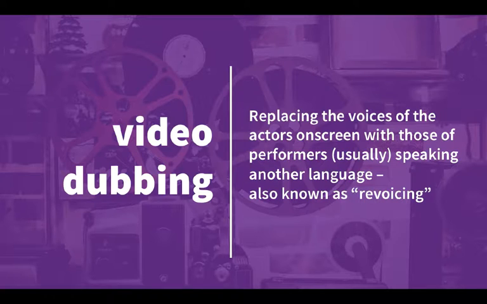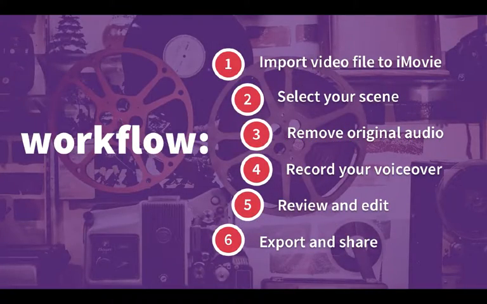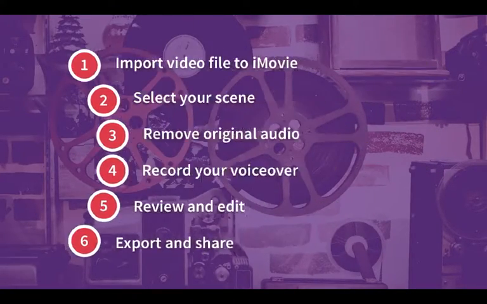Video dubbing, or revoicing, is the process of replacing the voices of actors on screen. This can easily be done with freely available video editing software such as iMovie. For this project, you will need a Mac computer with the latest version of iMovie installed, an external microphone, a quiet place to record, and some footage that you can import to iMovie and edit. Most file types are supported by iMovie. In order to make this project as easy as possible, we suggest that you follow these steps.